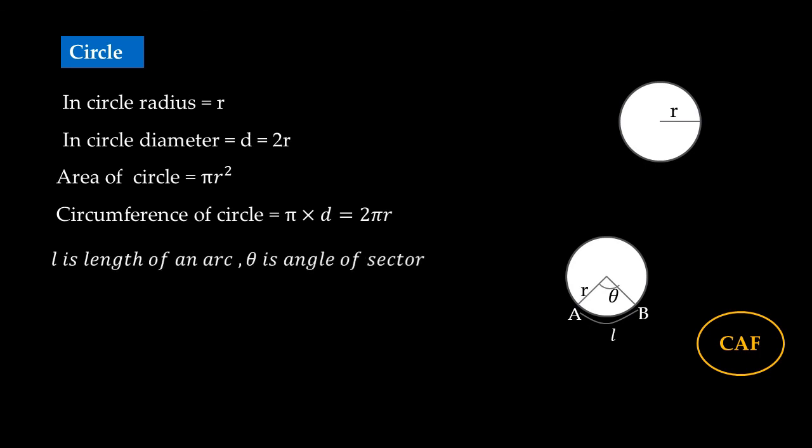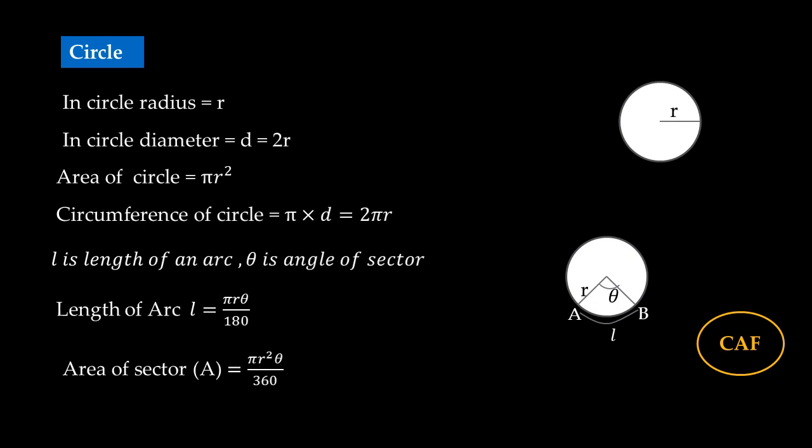And this is the diagram where I am cutting that circle into an arc, where length L is arc length of AB, and theta is the angle of sector. Therefore the length of arc L is pi r theta by 180. Area of sector is equal to pi r square theta by 360.